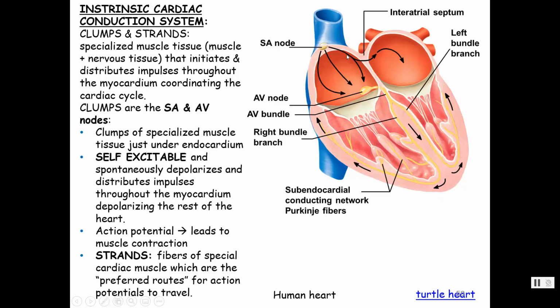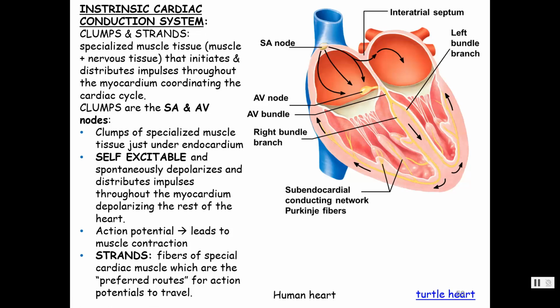All right, so this diagram, just what we watched when they showed the yellow, we got the SA node, the AV node, the AV bundle, the bundle branches, and then the Purkinje fibers. And so all of that makes up what's called the intrinsic cardiac conduction system. I call it clumps and strands.